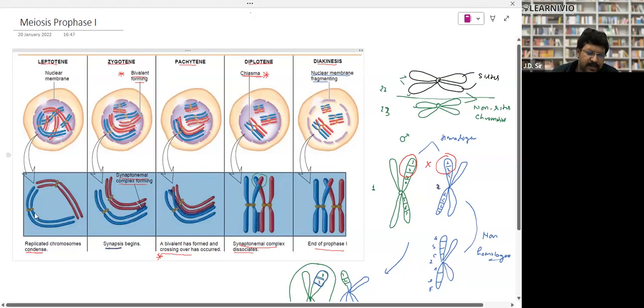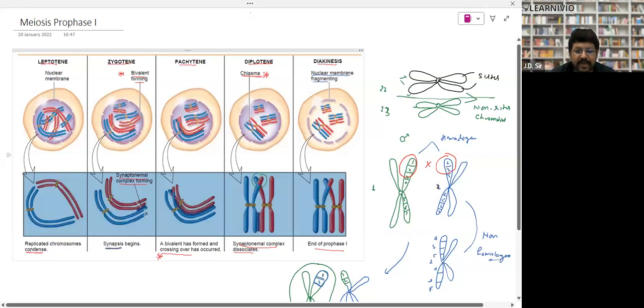Now the chromosomes condense, meaning they start becoming thicker, but bivalent formation has not taken place yet in leptotene. The nuclear membrane is still there. In zygotene, bivalent formation takes place. What is bivalent formation? Two chromosomes come together, and some part of a chromosome gets attached with the non-sister chromatid of another chromosome.